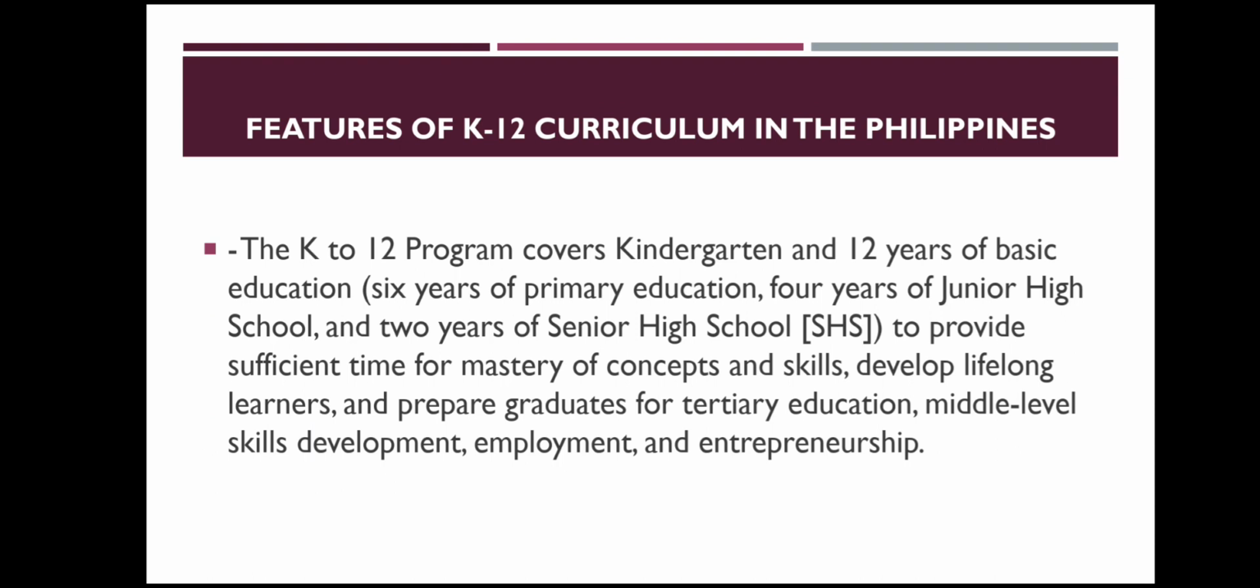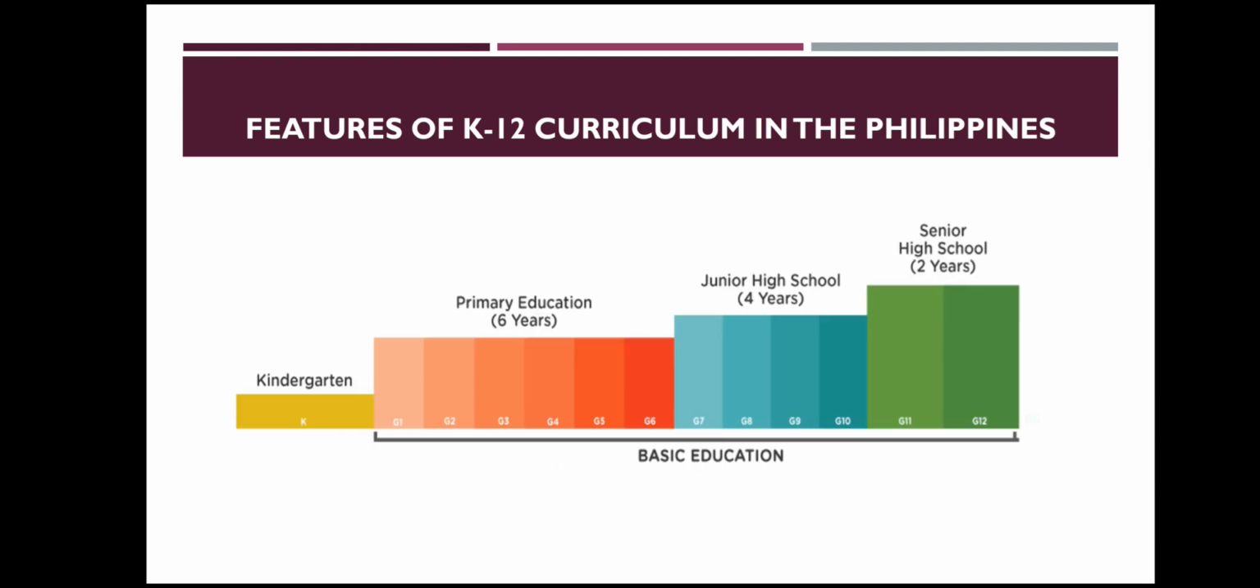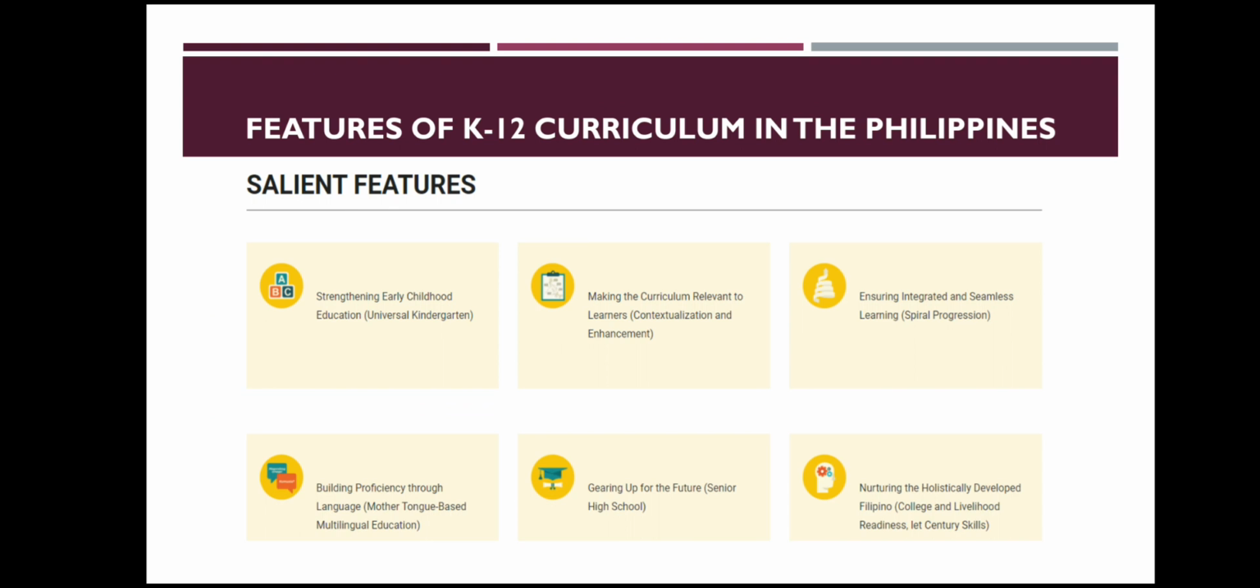Features of the K-12 curriculum. Now here it is for the figures. So we have 6 years primary education, 4 years junior high school, senior high school 2 years. Now the different features, the salient features.